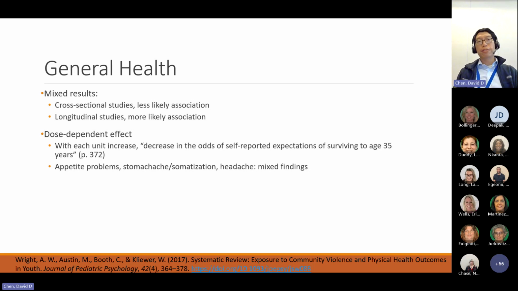These exposures may also be related to somatic or physical expression and manifestation of poor health, such as appetite problems, stomach ache, and headache in children and adolescents, though again, the findings are a bit mixed and heterogeneous there.